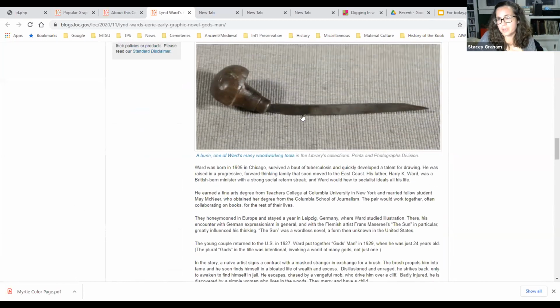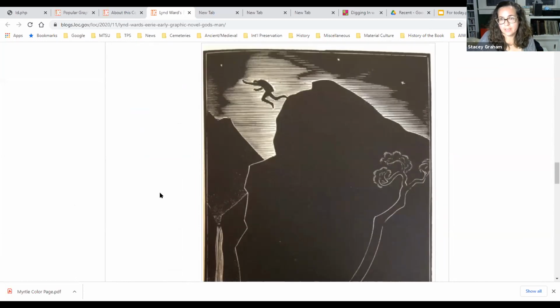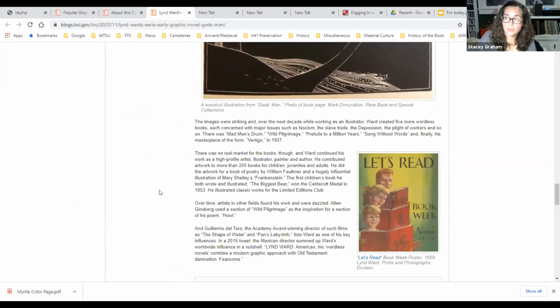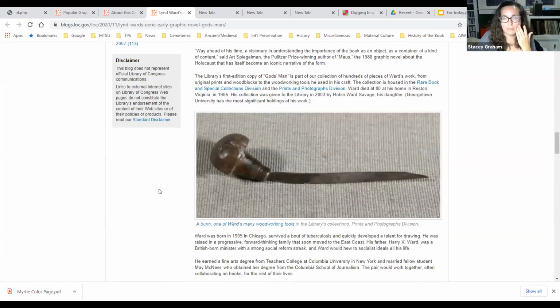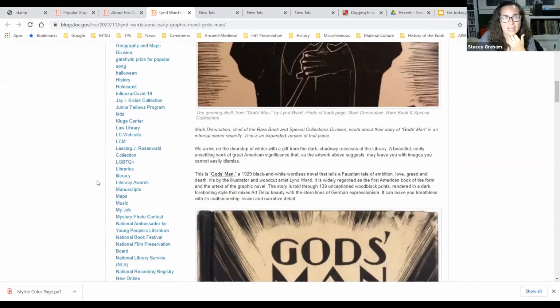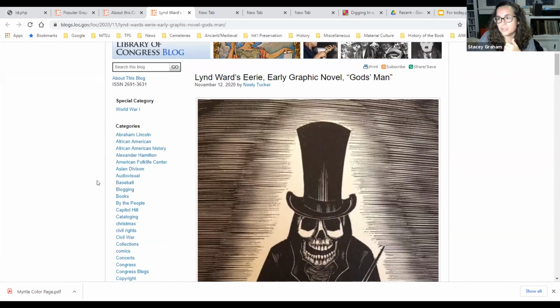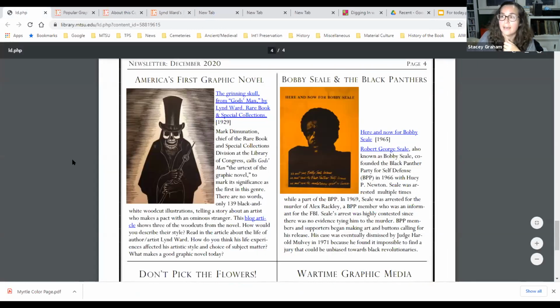And so here's a picture of one of his tools that he uses, and here he is falling off a cliff at the end. And it tells you a bit more about his life story and what some of Lynd Ward's influences were. But that is just kind of a nice little anecdote. Your art teachers might be very interested in that.